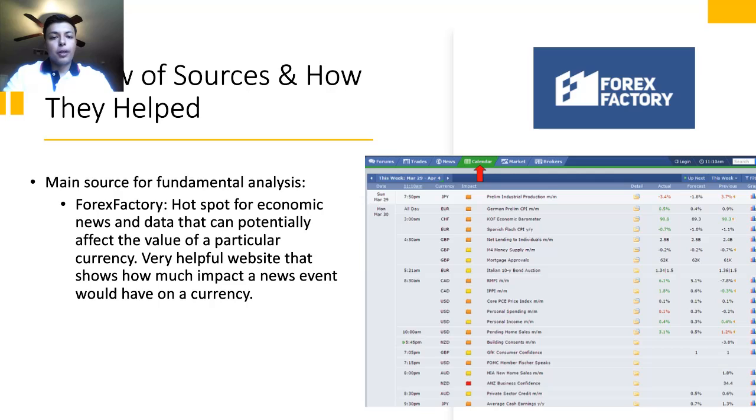And my main source for fundamental analysis was Forex Factory. Forex Factory is a hotspot for economic news and data that can potentially affect the value of a particular currency. It's a very helpful website that shows how much impact a news event would have on a currency. So if you see on the right here, there are orange folders, yellow folders, and red folders. Orange folders are medium impact news, yellow folders are low impact news, and the red folders are something that we have to all look out for because they are high impact news. And this color coordination really helps when you're looking for what will really move the market, if it moves.